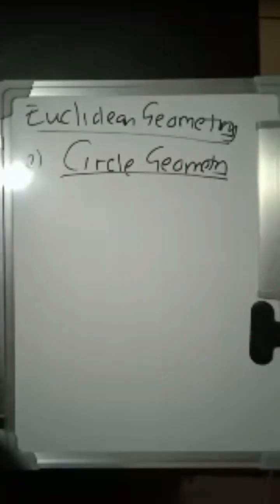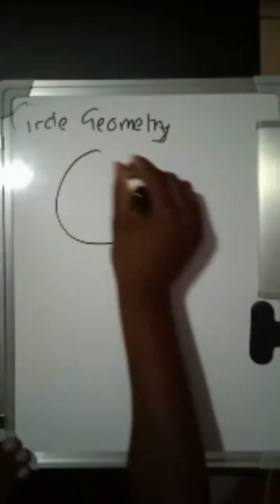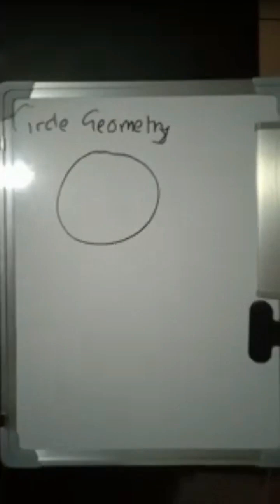Okay, so we are going to be looking at circle geometry today. Now let's first look at the circle itself. A circle is in this way. We know a circle, but we need to know the properties of a circle.